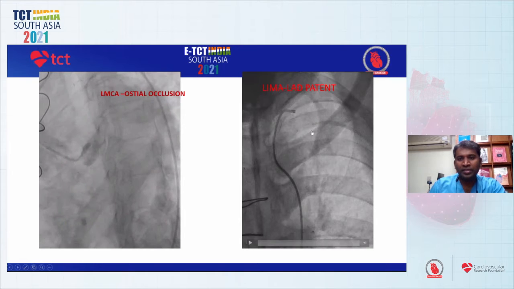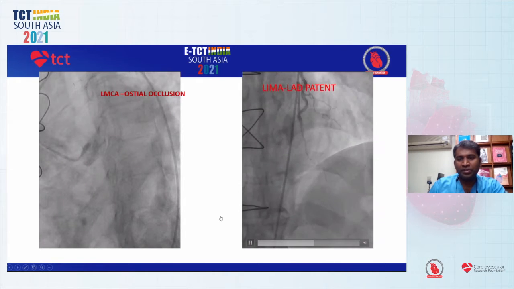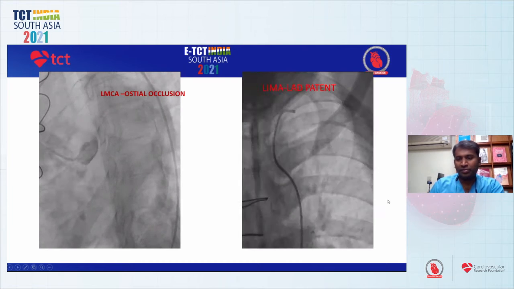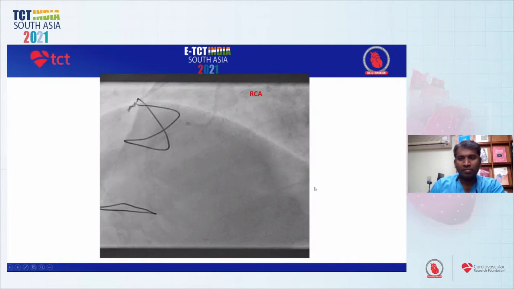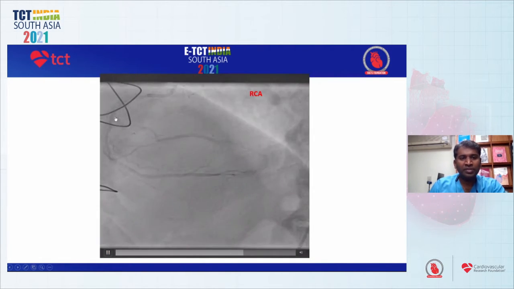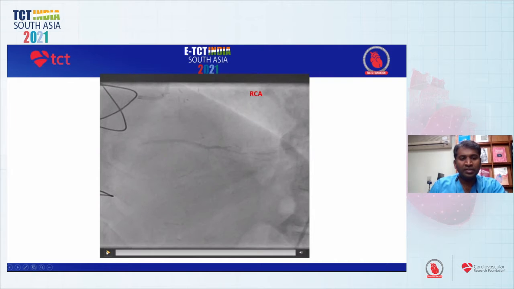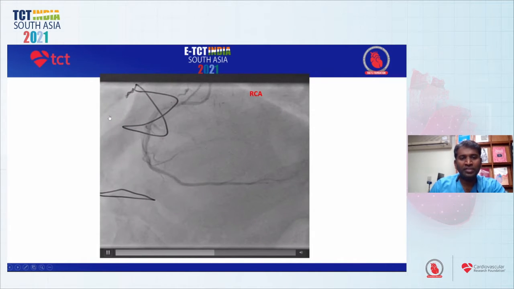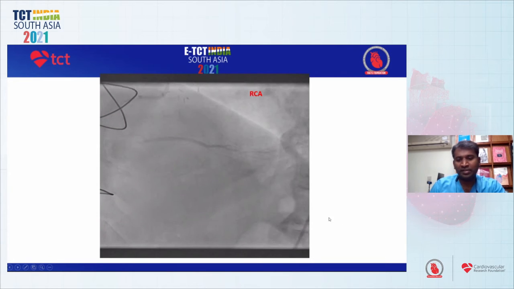LIMA to LAD is a good graft, patent with good distal flow in the LAD. This was an RCA angiogram, where you can see in the proximal RCA a stent was noted with good distal TIMI flow. The early branch, the PLV, you can see distal TIMI 1 flow with mild ISR.